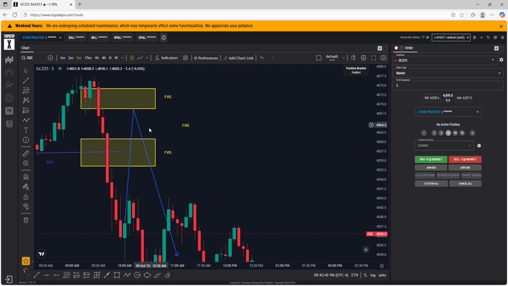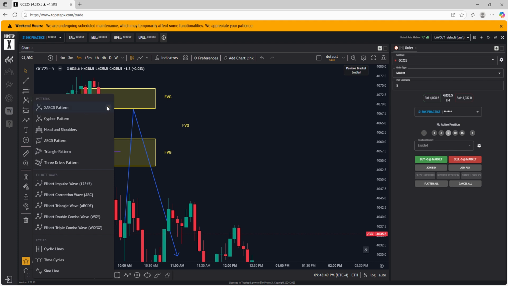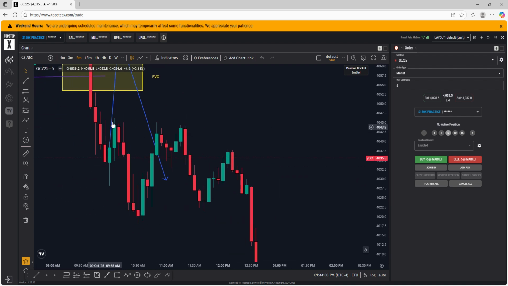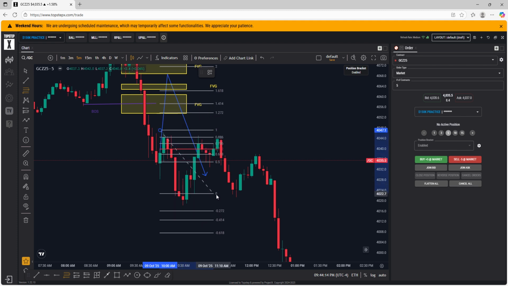So on this move, I didn't get my entry. However, being that these were institutional candles, they shifted the market. And now the market is respecting that shift. So let's keep going. Let's keep looking for setups. All right, got my new high, 2 candle close, my new low. Let's draw it up here.